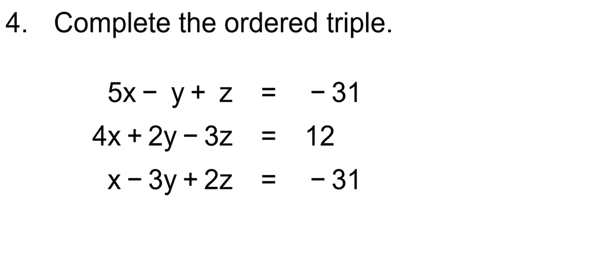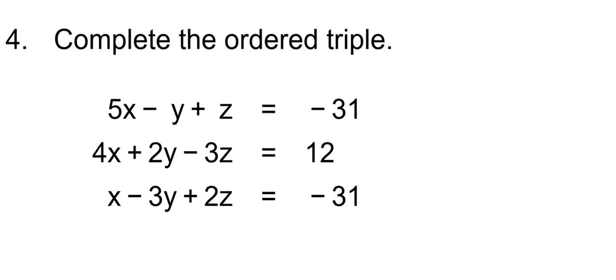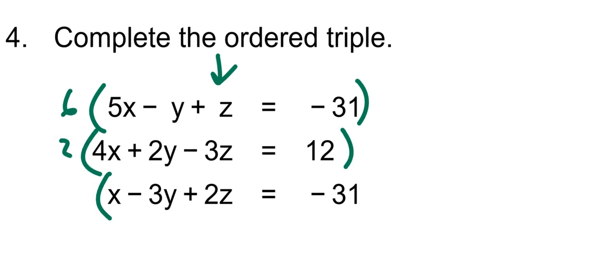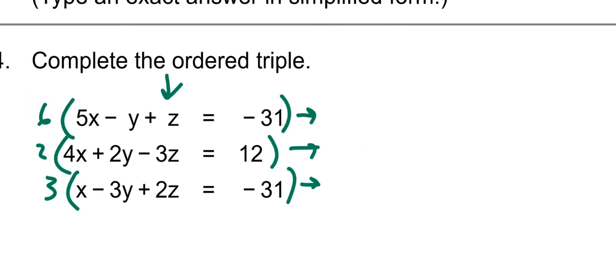Alright? Now, what's the common number between 1, 3, and 2 if I'm going to use the z column? What's the least common multiple between 1, 3, and 2? 6. So we want to make all of these either equal to 6 or negative 6. So right now, I'm going to choose to multiply this one by 6, this one by 2, and this one by 3, and I'm going to rewrite those 3 equations over here. And I suggest you do the same thing.